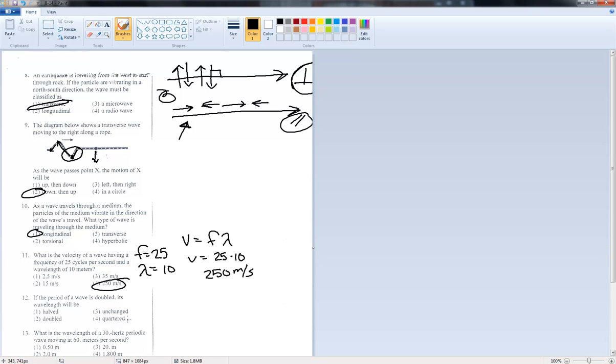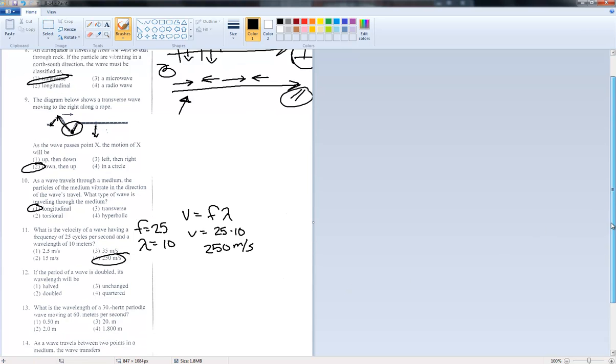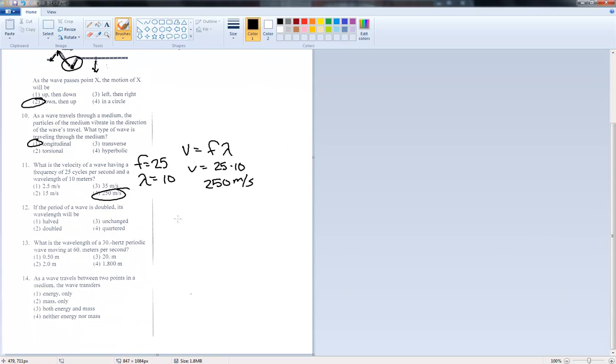If the period of a wave is doubled, its wavelength will... So I think this is one of the more tricky questions that I gave you guys. If the period of a wave is doubled, its wavelength will what? So we know that period equals 1 over frequency. By the same token, frequency equals 1 over the period. So if you double the period, it's going to decrease the frequency by half. So doubling the period reduces the frequency by half.